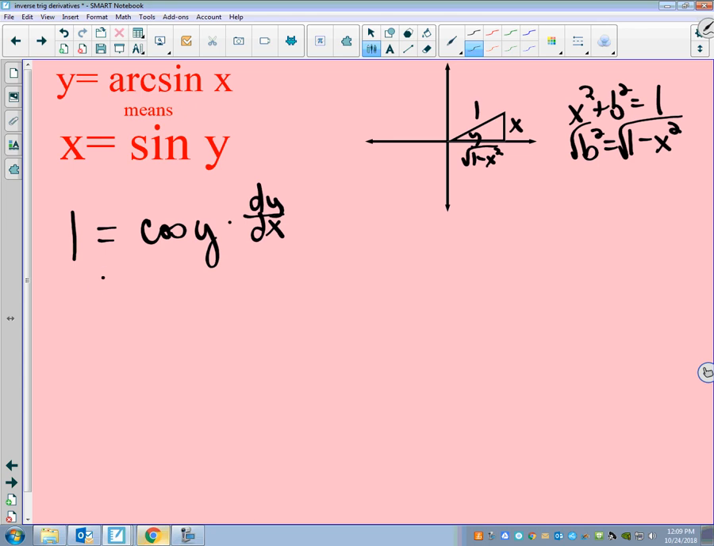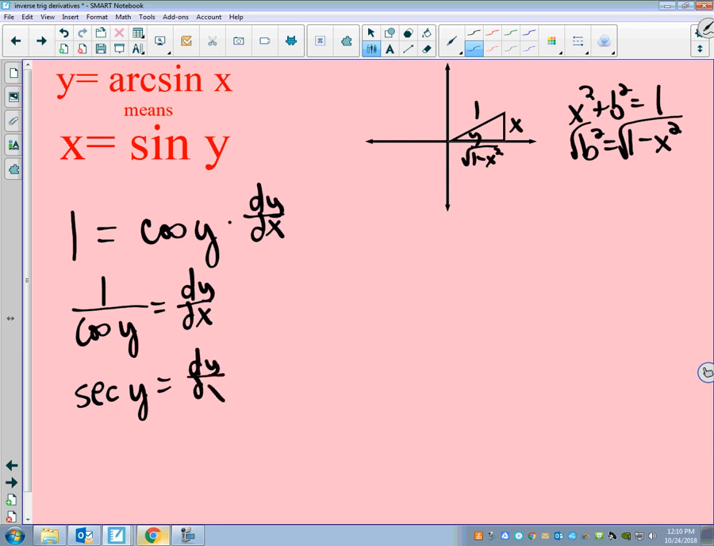And then if I solve this for here, I would get 1 over cosine of y equals dy over dx. And really, if you wanted to be fancy here, 1 over cosine of y is really just secant of y, right? And then look up here at my picture. With y, could you tell me the secant of that? Well, secant is hypotenuse over adjacent, so that would be 1 over the square root of 1 minus x squared equals dy over dx. And that is the derivative.